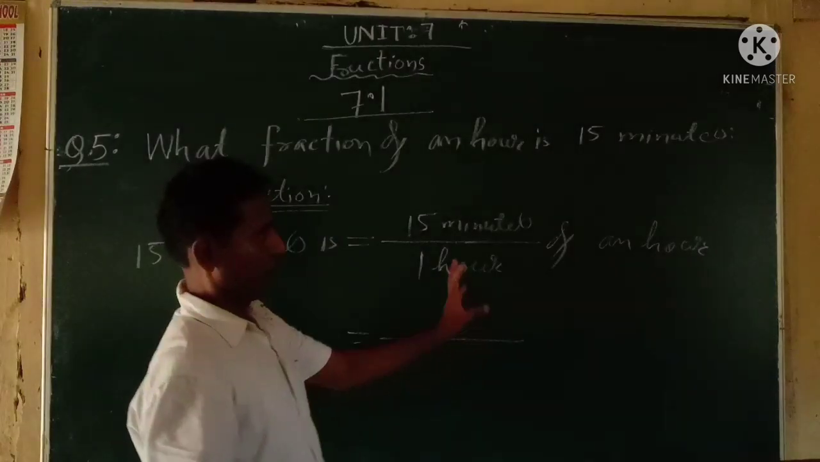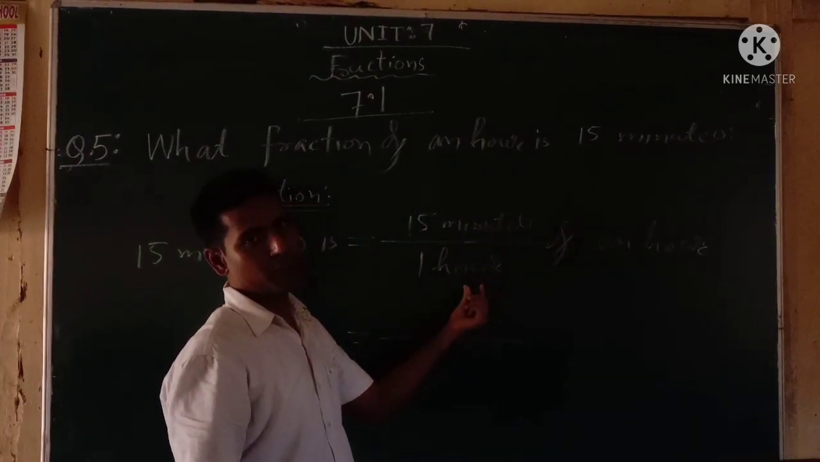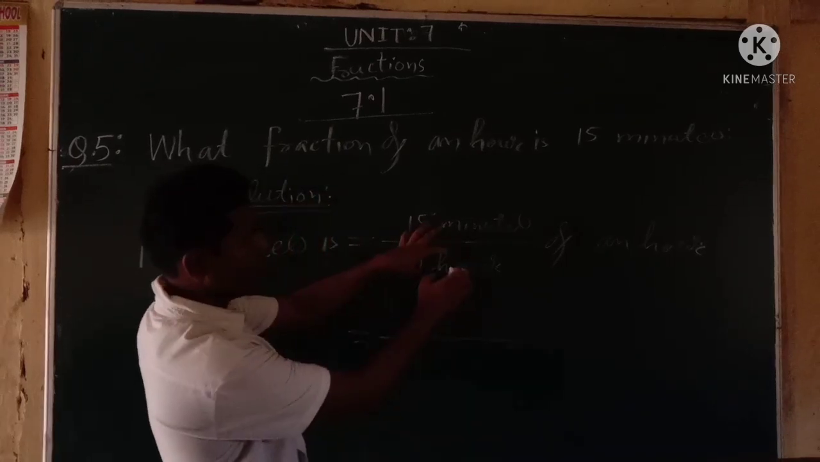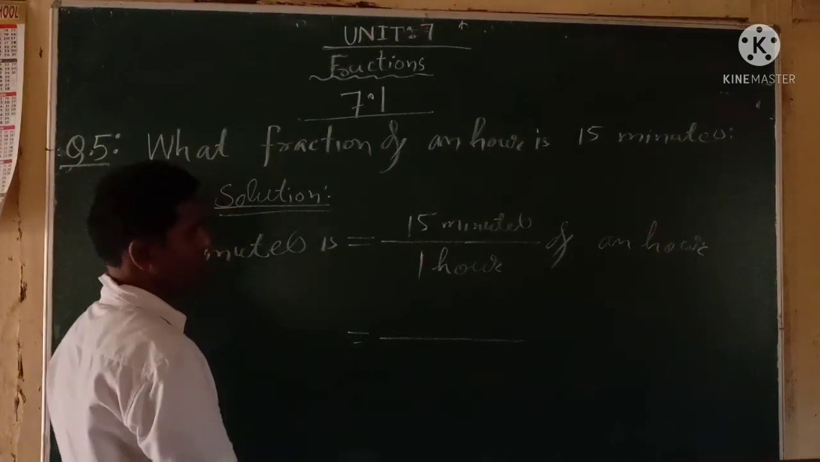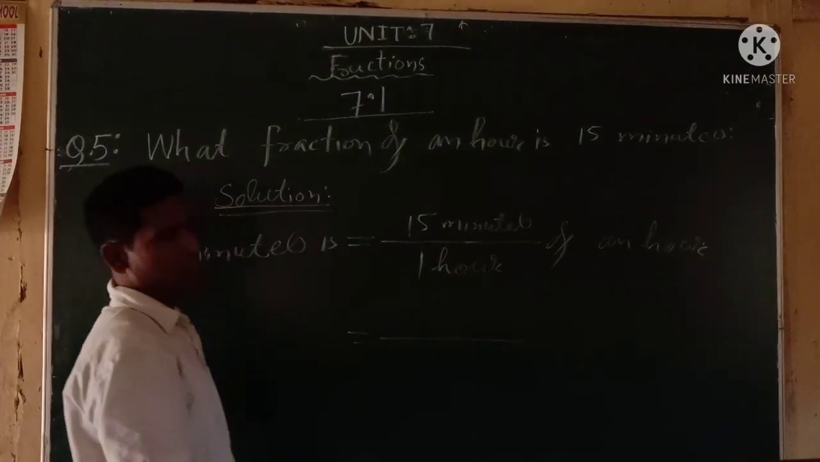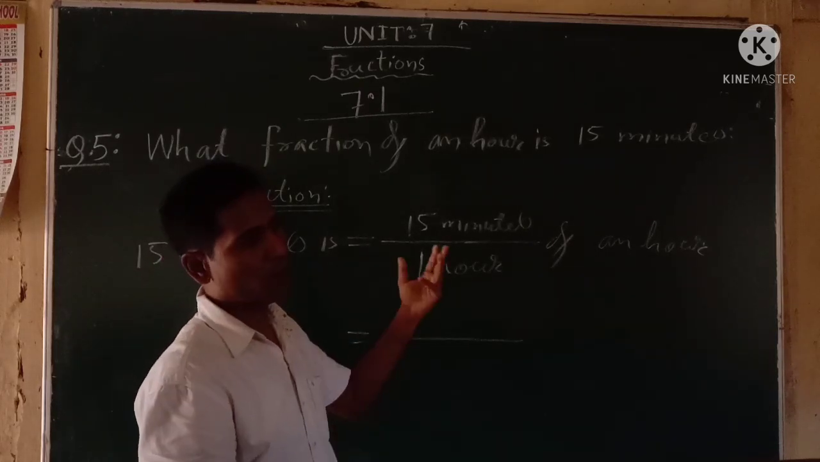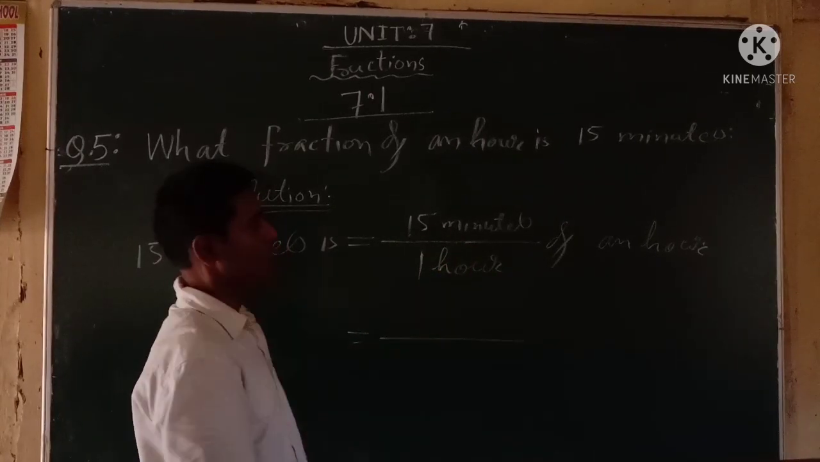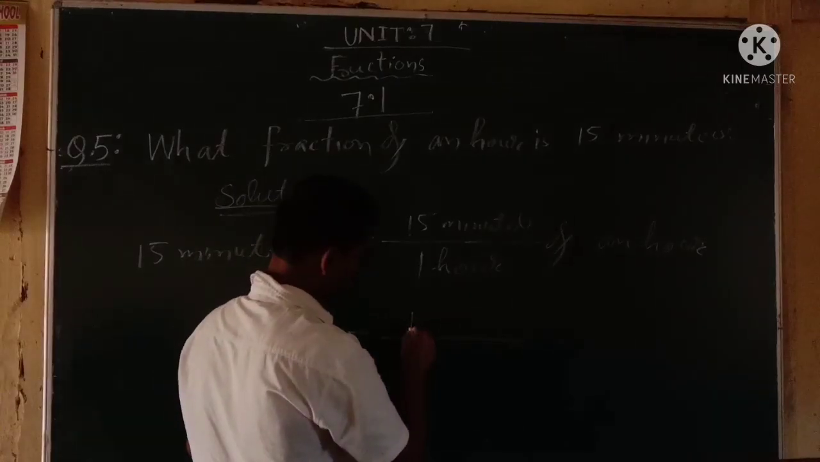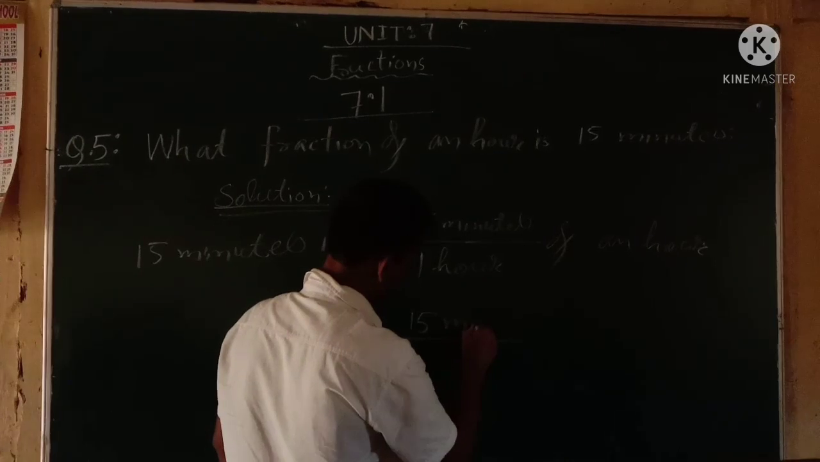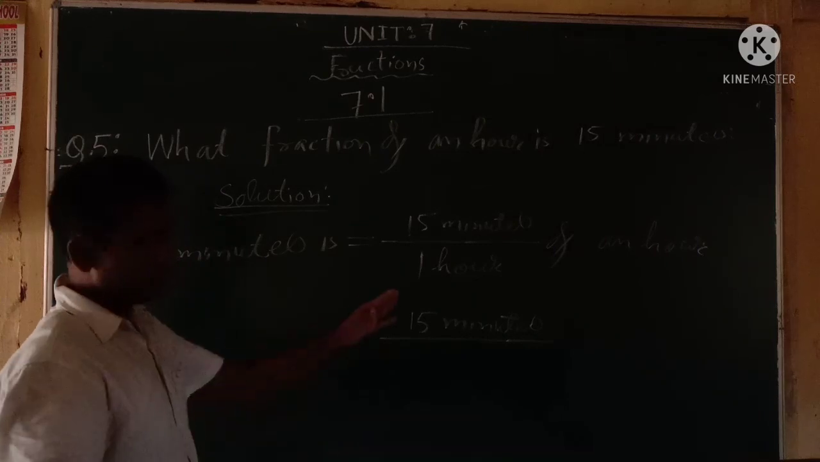Now see, here in numerator place our unit is minutes and in denominator place our unit is hour. So first of all, we'll try to convert them into the same unit. Since minute is a smaller unit, if we convert into hour, we'll have to divide. So we'll not convert minutes into hours. Instead of converting the smaller unit into the bigger unit, we'll convert the bigger unit, hour, into the smaller unit, minutes. So 15 minutes remains 15 minutes. Now below we've got 1 hour.